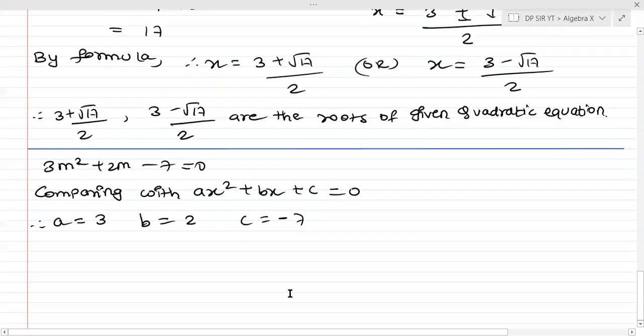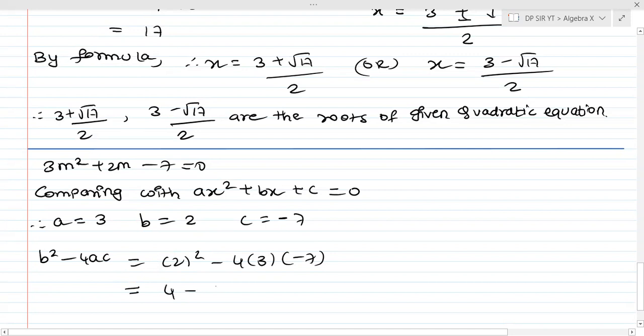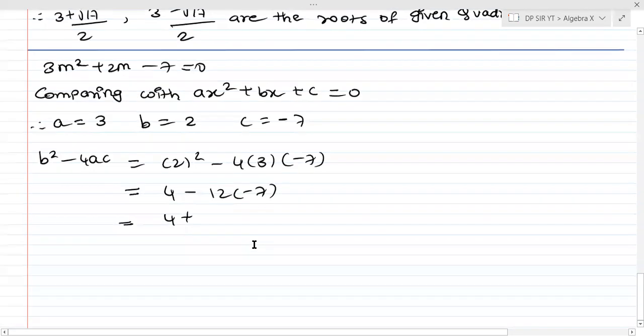So let us go ahead. We need to find the value of b square minus 4ac, which is equal to 2 square minus 4ac, which is equal to 4 minus 4 threes are 12 into minus 7. So here it's going to be 4 plus 12 into 7, that is 84. 4 plus 84 is equal to 88.